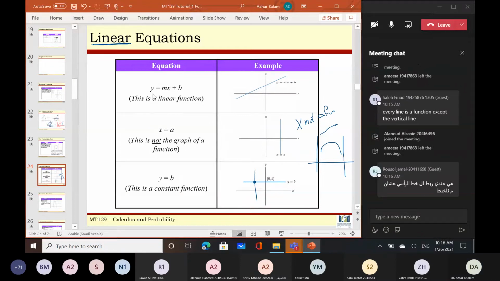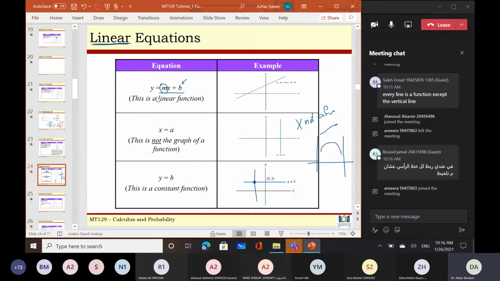Okay. The equation of a linear function is represented like that: mx plus b. In mx, m is a number. I call it the coefficient of x, or the slope of the line, plus b, which is the constant part, or the y-intercept. Okay, I will discuss it in another lecture.